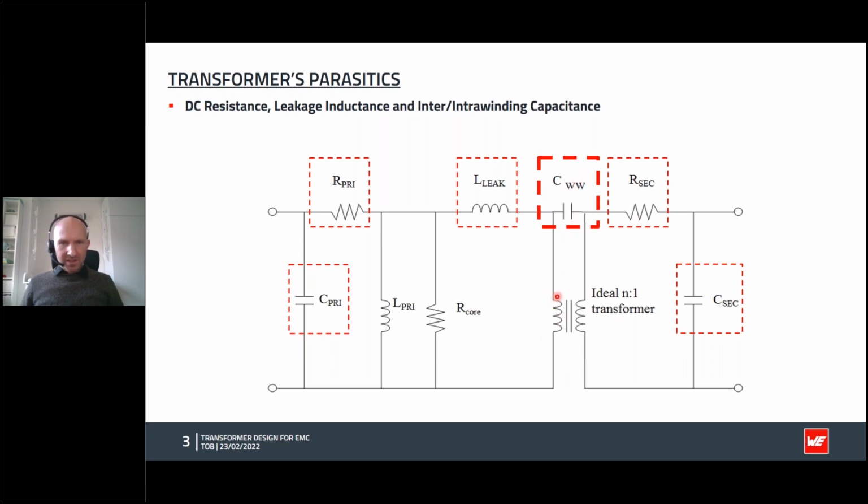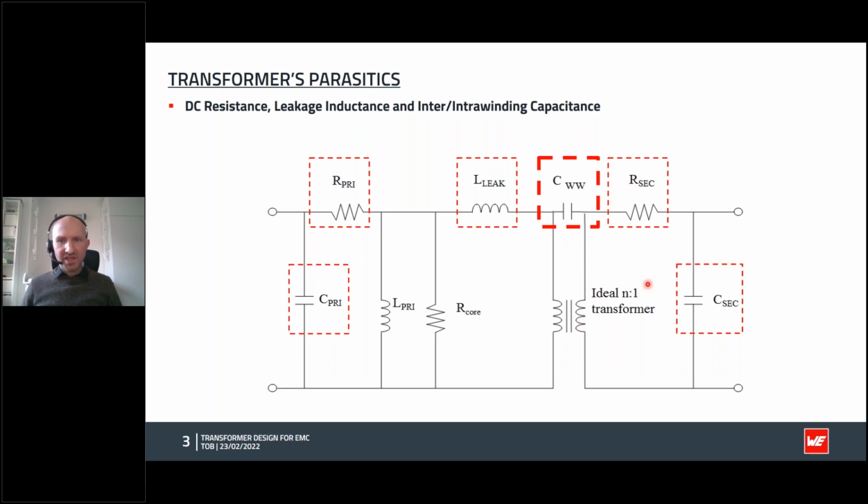So we have our layers of primary wound, then we have some sort of barrier, usually tape, and then we have our secondary wound, usually on top or sometimes below or sometimes even sandwiched in the middle. And so there's a boundary in there, and that boundary has a capacitance between, say, the primary and the secondary.